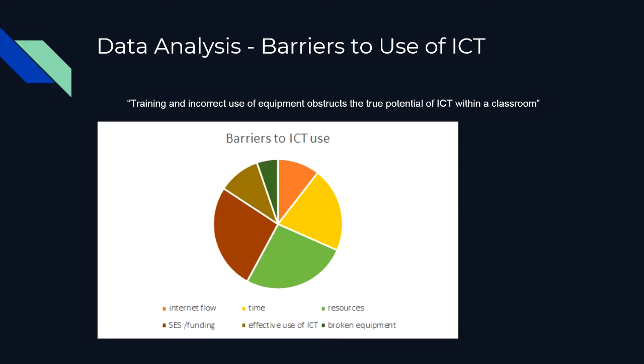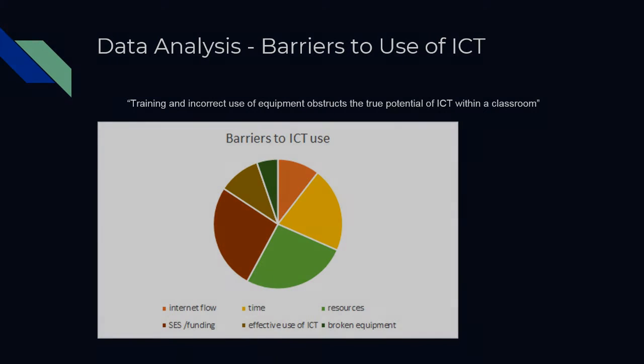There are many things that block the true potential of ICT. However, if we look at this pie chart, you'll notice that resources and funding are the two biggest factors that affect the use of ICT. Some of these components are combined to truly have a negative impact on the implementation of ICT within the classroom.